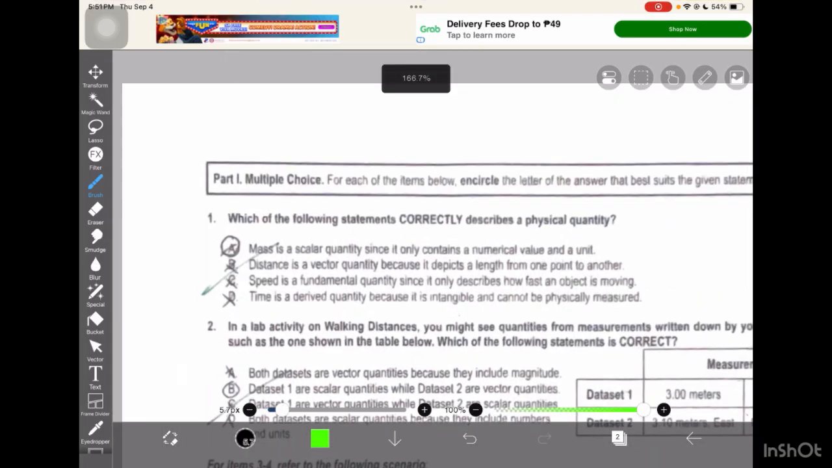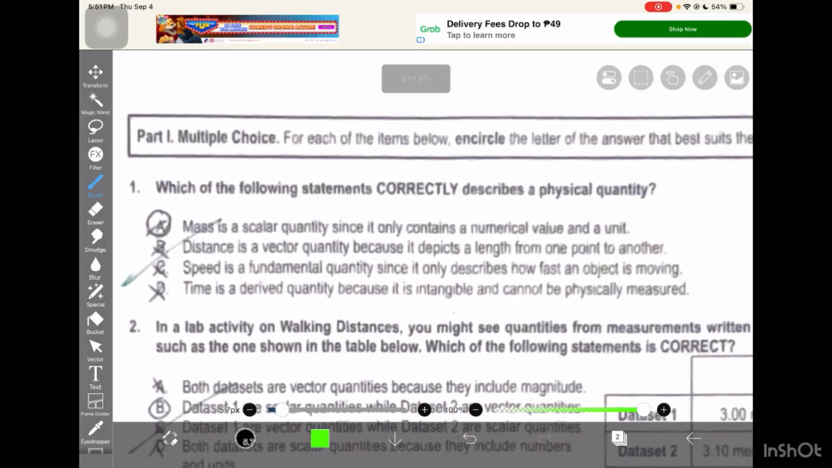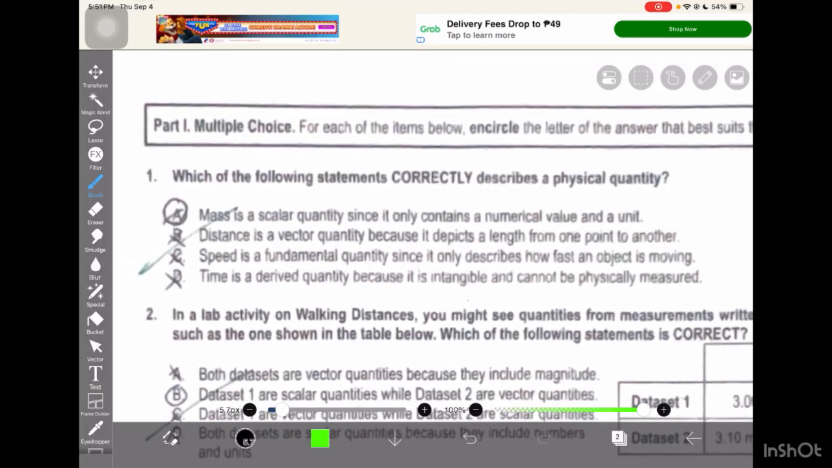If you need more review or you're getting a bit lost, try to recall my first intro to physics so you can see everything in more detail there. So number 1, which of the following correctly describes the physical quantity? I answered letter A, but I'll tell you why B, C, D are false. That's going to be the format of this video.